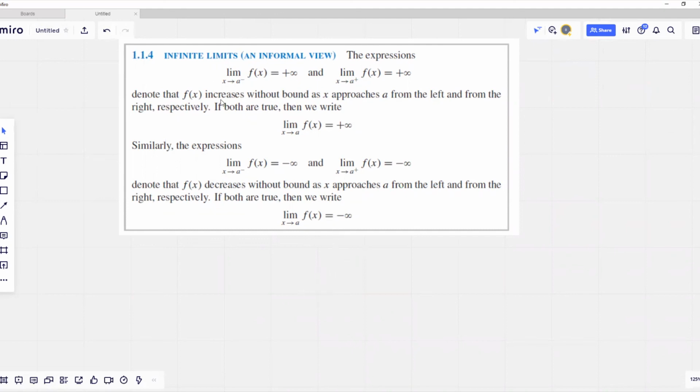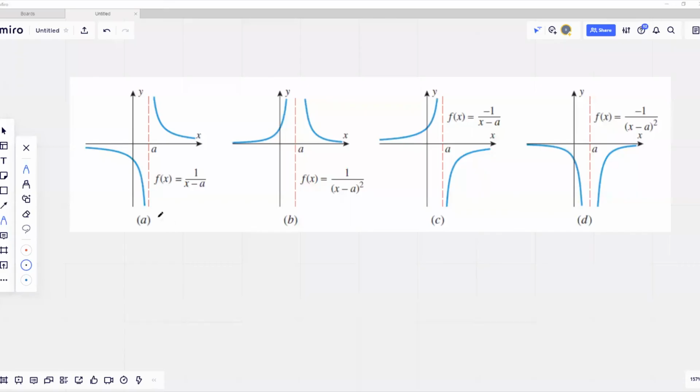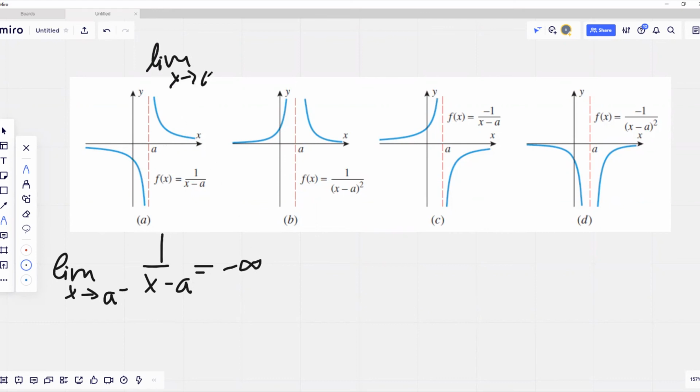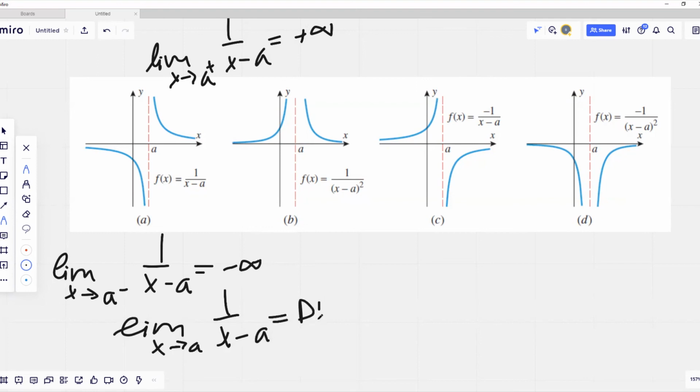Now let's take a look at a couple of examples of infinite limits. Here we have graphs of some functions. The first function here, we see that the left-sided limit as x is approaching a from the left side of 1 over x minus a is equal to minus infinity, and the right-sided limit as x is approaching a from the right side of 1 over x minus a is equal to plus infinity. So these two are not equal to each other. In this case, we say that the two-sided limit doesn't exist, and the limit as x is approaching a doesn't exist.